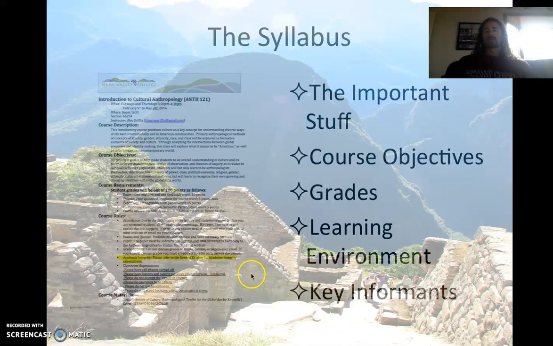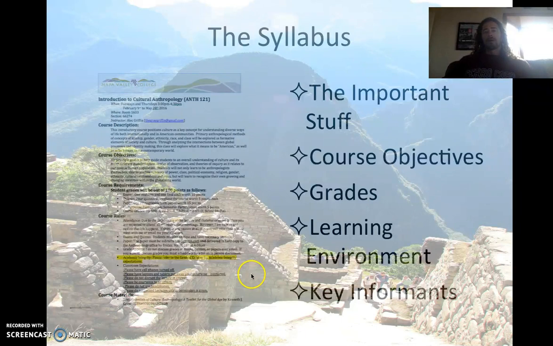I reviewed all of this in the orientation video, which is already posted in Module 1, Week 1. So make sure that you go back and look through that if you need to. This last term here says key informants. The reason why I put that up there is to introduce you to a term. When you do your ethnography papers, key informants become very important in terms of how you get your information from that culture itself.